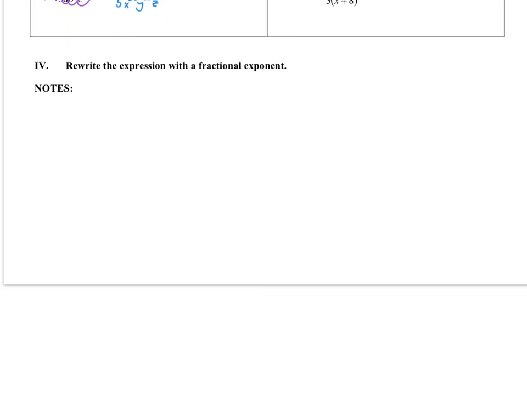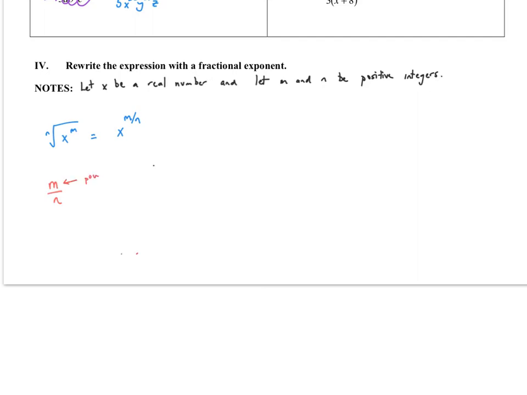Part 4, rewrite the expression with a fractional exponent. This is kind of like the opposite of Part 2. Okay, so let x be a real number and let m and n be positive integers. When we see the nth root of x to the m, we should rewrite that as x to the m over n. We should also remember our tip. M represents the power and n represents the root.